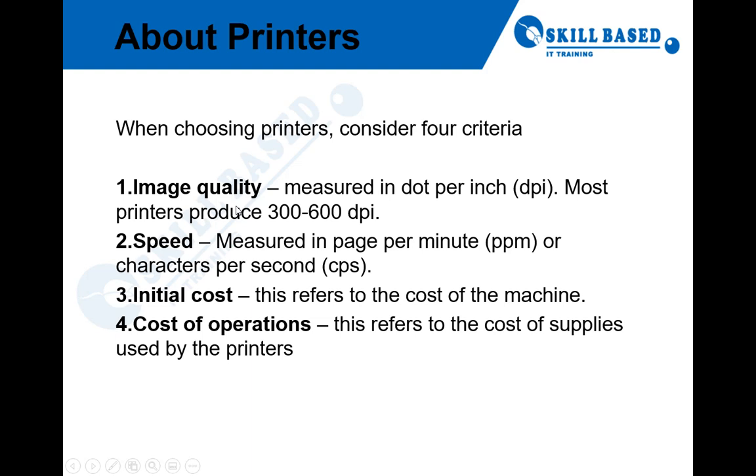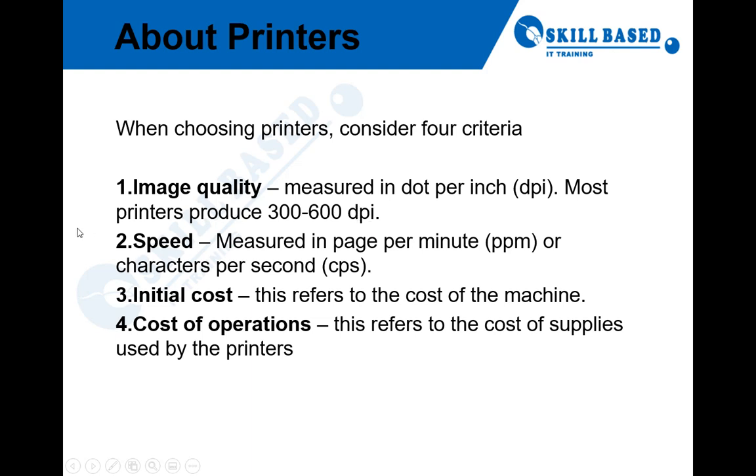The quality of the image produced by printers is usually measured in dots per inch (dpi). It means in 1 inch by 1 inch box, how many dots are inside. The higher the density of the dots, the better the quality. Usually most printers will produce around 300 to 600 dpi. Of course, the higher the better, as mentioned earlier.